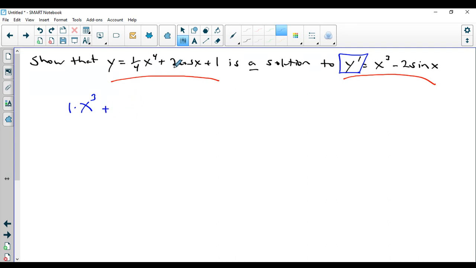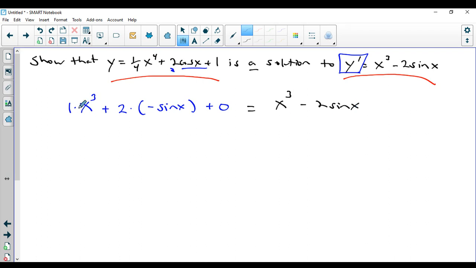Plus a constant times a function. The derivative of a constant times a function is the constant times the derivative of the function. The derivative of cosine x is negative sine x. And then you have the derivative of 1, which is 0. If you want to go bananas, we'll write plus 0. Okay, so that's the left side. That's y prime. Now equals, there's nothing to do over here. This is just x cubed minus 2 sine x.